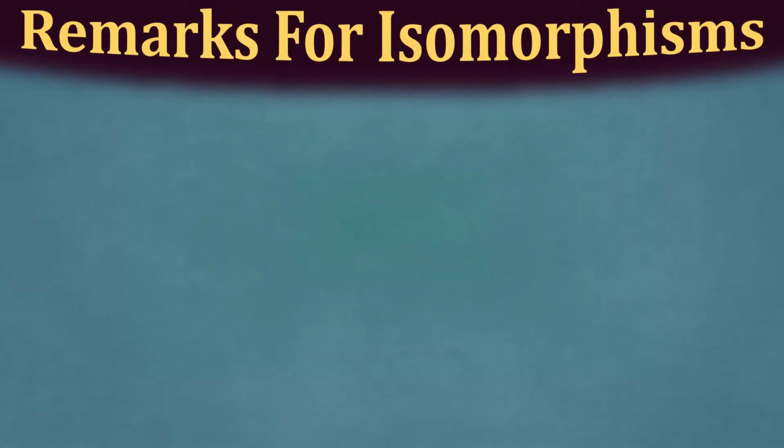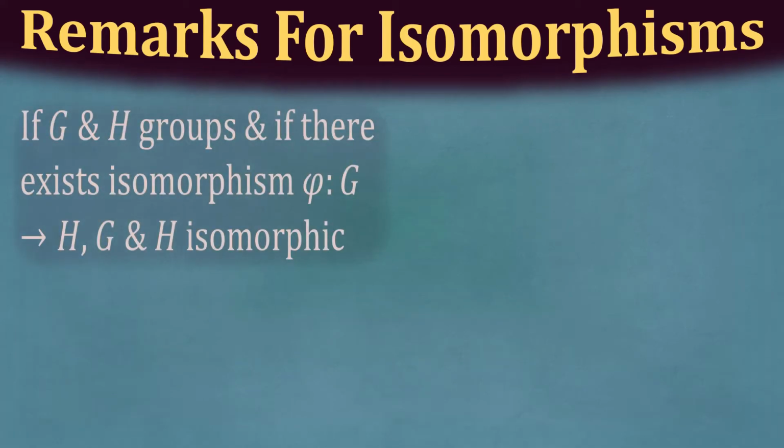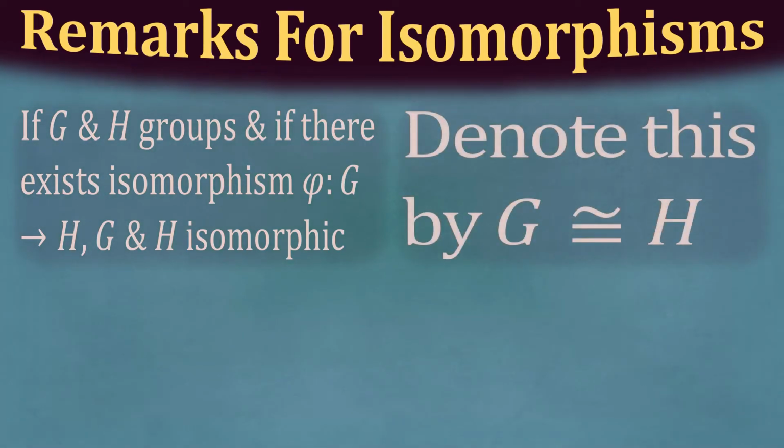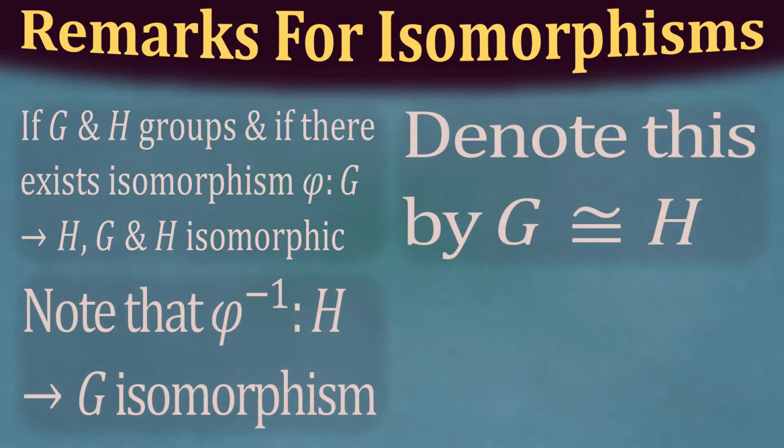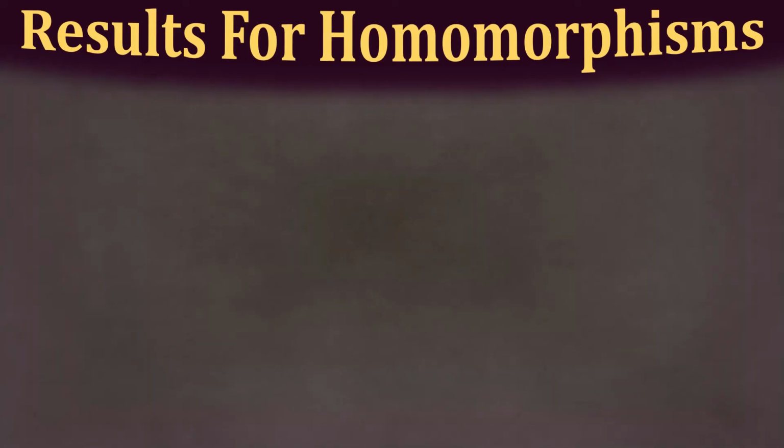Then let's give some remarks for isomorphism. If G and H are groups, and if there exists an isomorphism phi from G to H, then G and H are isomorphic. We denote this like this. Note that the inverse of phi from H to G is also thus an isomorphism. Now let's discuss some results for homomorphism.